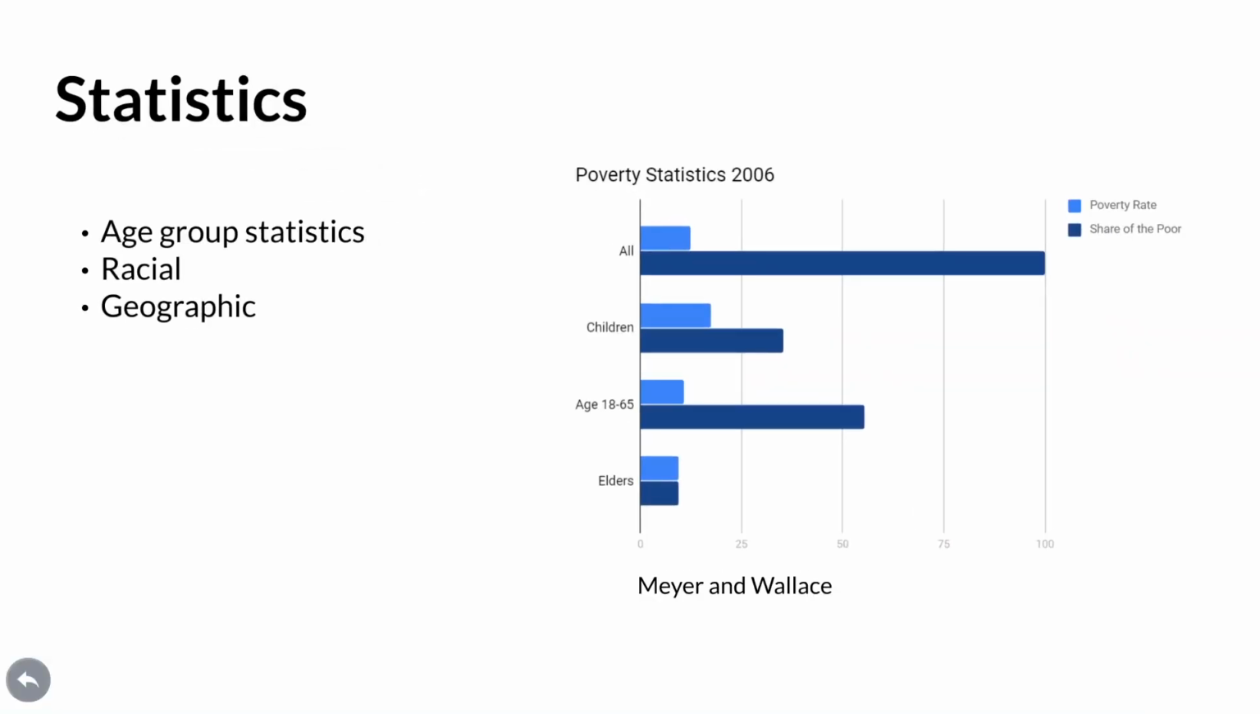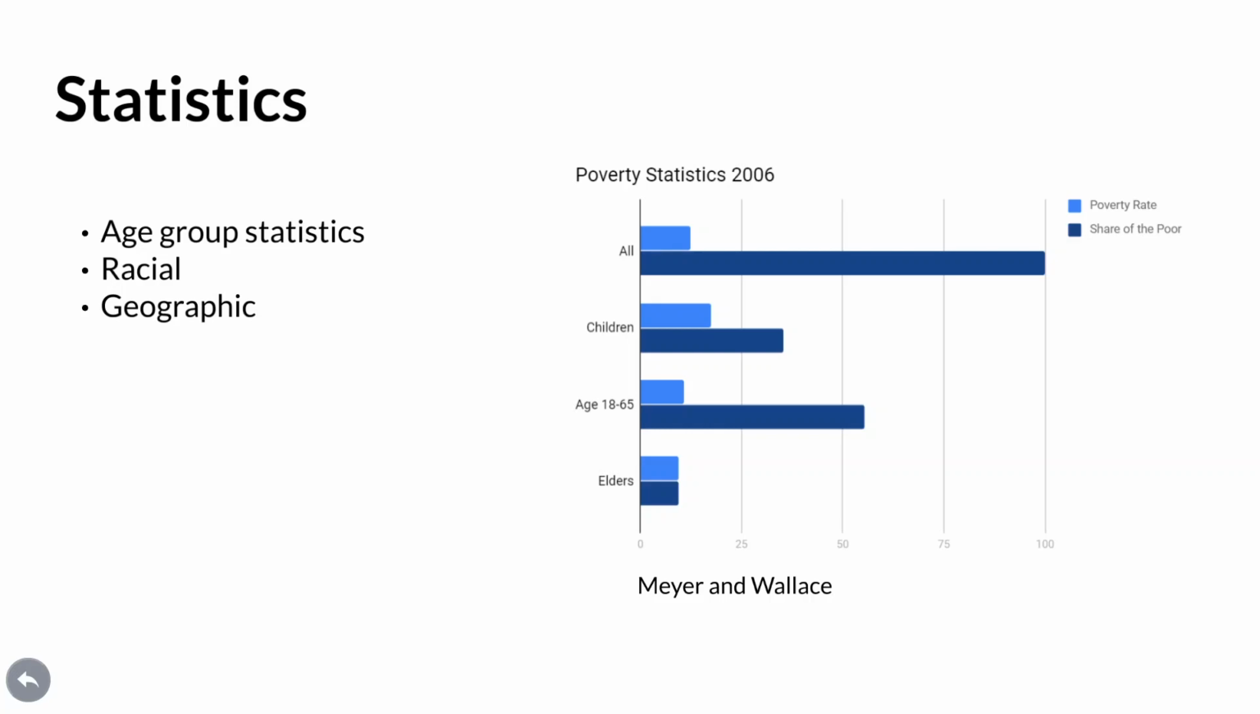Now, who is affected by poverty? In the United States, as of 2006, 12.3% of people were found in poverty. The graph represented here shows the age groups of the people affected by poverty. Overall, you can see that only 12.3% of people were affected in 2006.